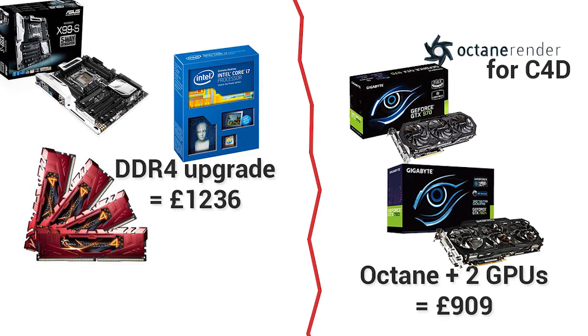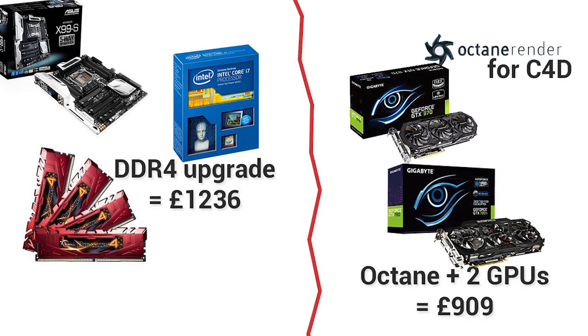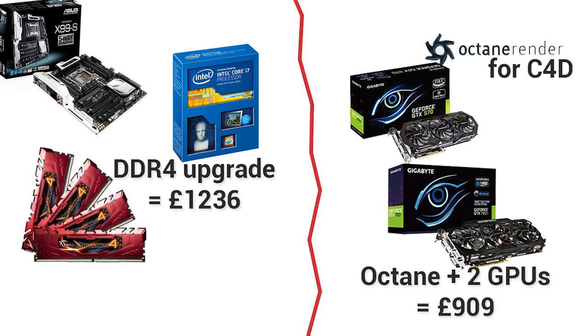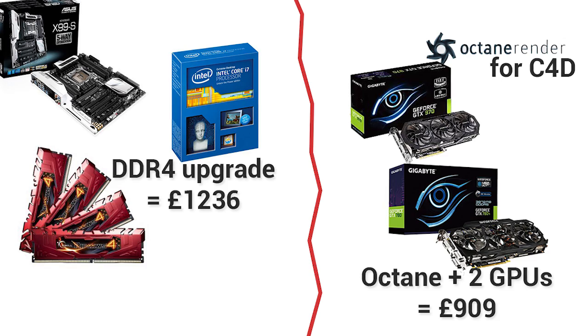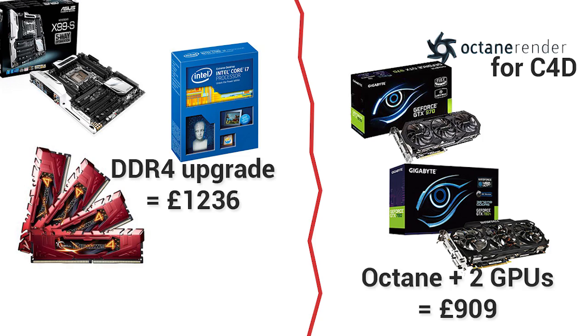It's probably still cheaper than the most expensive DDR4 CPU right now. So just keeping that in mind, it might actually be a better idea, instead of upgrading your CPU and your motherboard and all that, to buy Octane and then buy a graphics card, and you'll probably have better performance. You obviously have an amazing render which allows you to make interior scenes and exterior scenes that look a lot more realistic than you'd ever be able to render in this standard Cinema 4D interface.